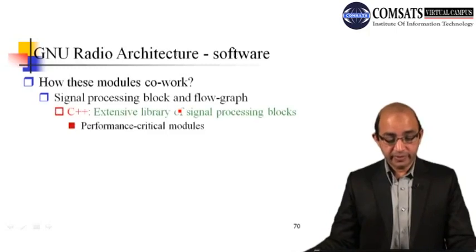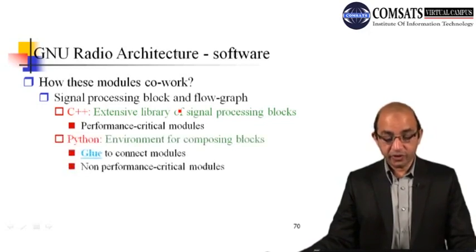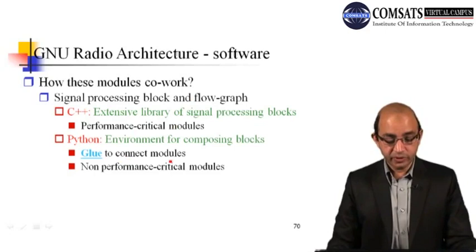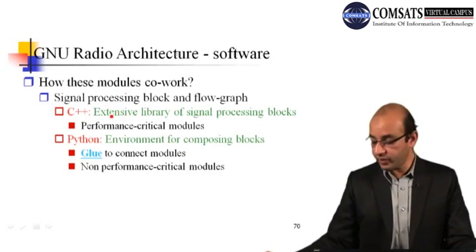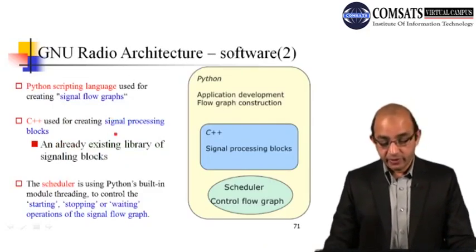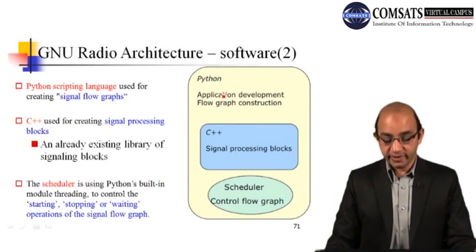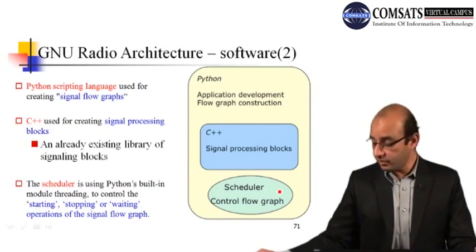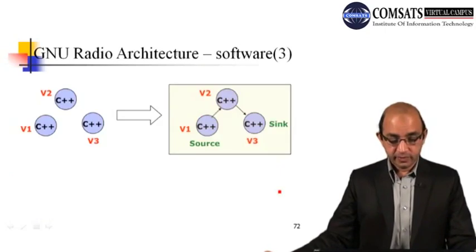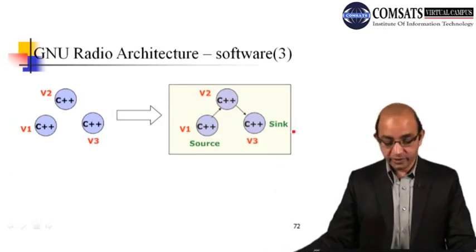Signal processing blocks and flow graphs are actually written in C++, right? For composing blocks, joining and then configuring different parameters, here is glue to connect modules. Here we don't need performance, so we just have to configure. Here performance is important, so that's why we are using C++ over here. You can see the scheduler, control flow graph, C++ the core, and then the Python. This framework is for scheduling and control flow, provided by SWIG. Here you can see we have different functions that are written in C++.